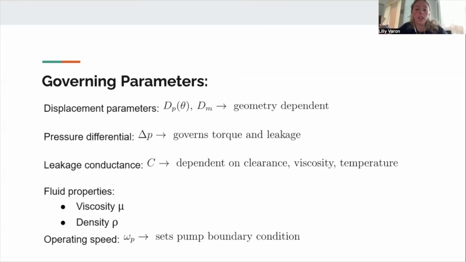The dominant governing parameters are the pump and motor displacements, which are fixed by geometry, the loop pressure difference, which gives torque and governs leakage, the leakage conductance, which depends strongly on clearance geometry and viscosity, and the pump shaft speed, which provides the primary kinematic forcing. These parameters define the system's performance envelope.